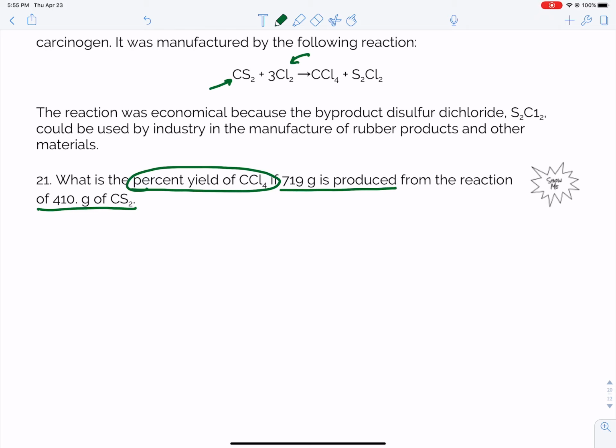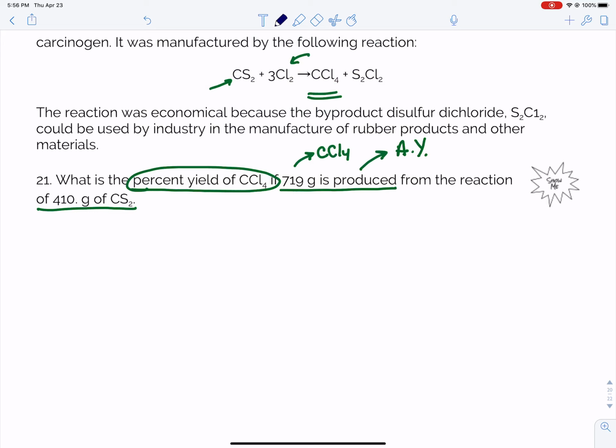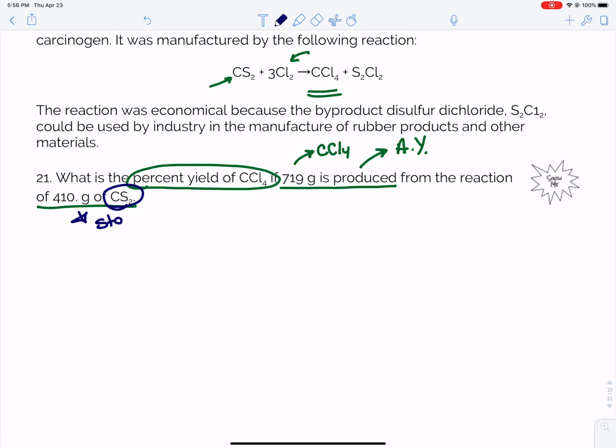It says if 719 grams is produced. So first of all, this is 719 grams of CCl4. That's a product in this chemical reaction that is produced. It's telling you that's the actual yield. That was what was actually made. The second part of this, from the reaction of 410 grams of CS2, notice that CS2 is a reactant. That was not made. It can't be the actual yield or the theoretical yield. It's not a yield. It wasn't made. This is what I'm going to start my stoichiometry problem with.